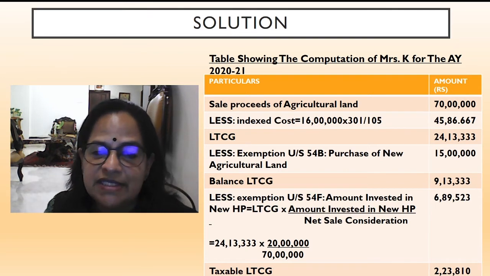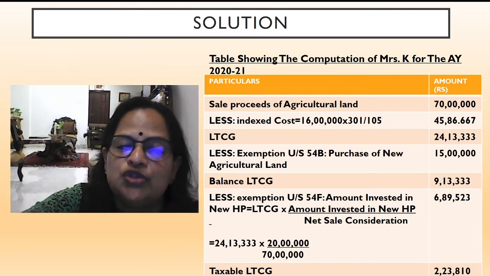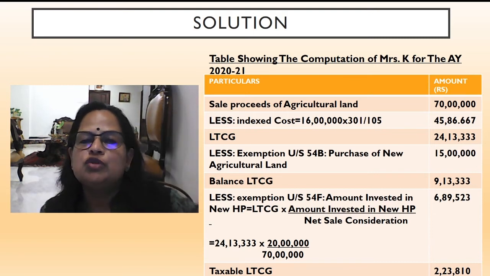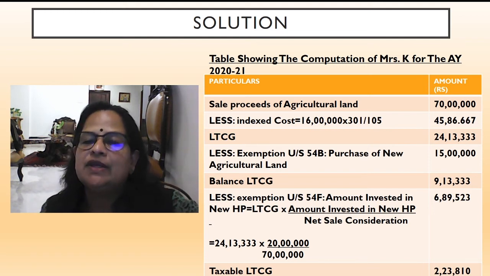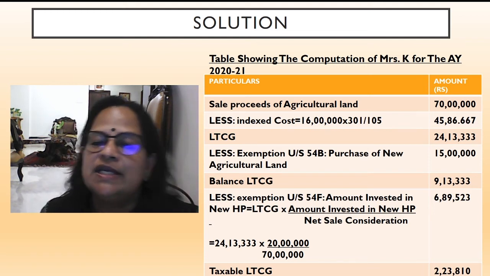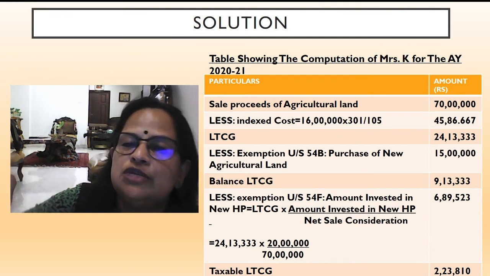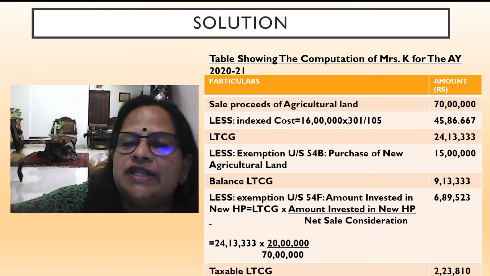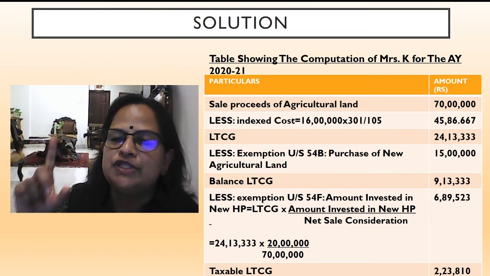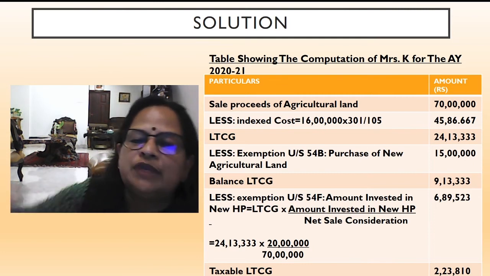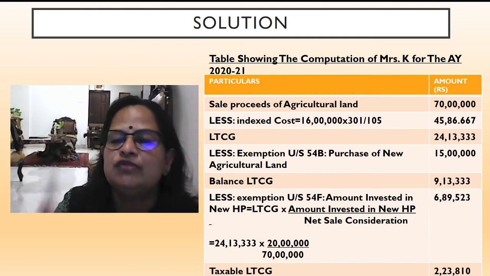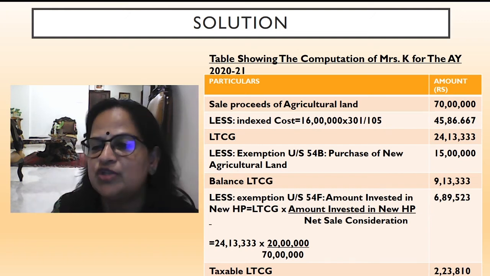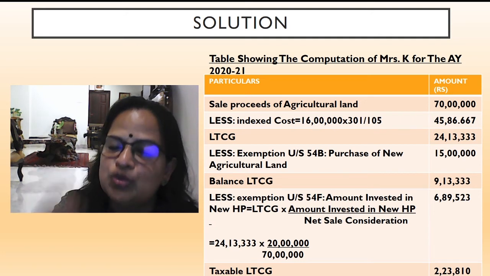Proportion is LTCG, the value you are getting from the solution, into amount invested in new house property. So amount invested in new house property is 20 lakhs. Now sale consideration is 70 lakhs. See why we are calculating this proportion, I will tell you. Sale proceeds of agricultural land he got 70 lakhs. But what he has invested, 15 lakhs he has invested in purchase of new agricultural land, plus 20 lakhs he has invested for new house property. 35 lakhs only he has invested. So he cannot get full tax exemption. That is why we are calculating the proportionate value.